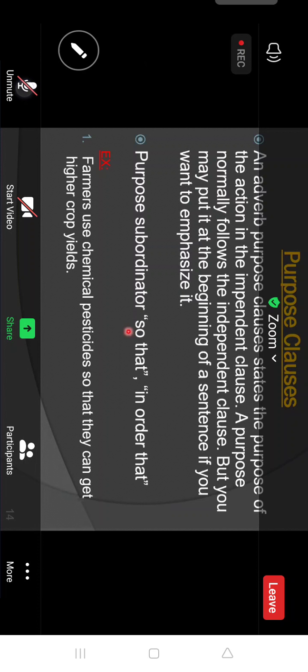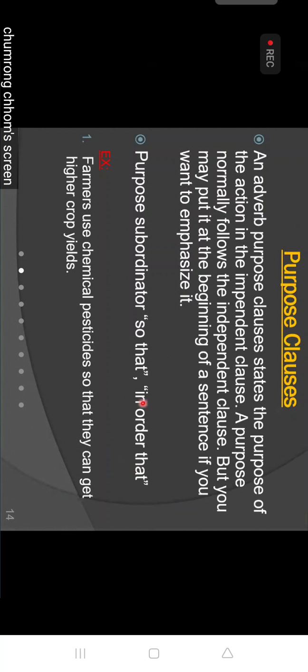If "so" stands alone, it is a FANBOYS conjunction. But if you use "so that" together, or "in order that", they are called conjunctions of purpose, or we can say adverbs of purpose. For example: Farmers use chemical pesticide so that they can get higher crop yield.